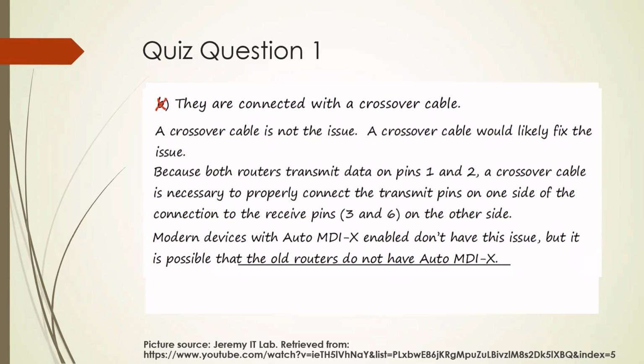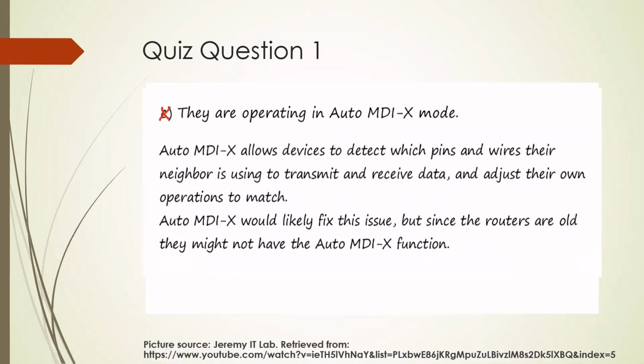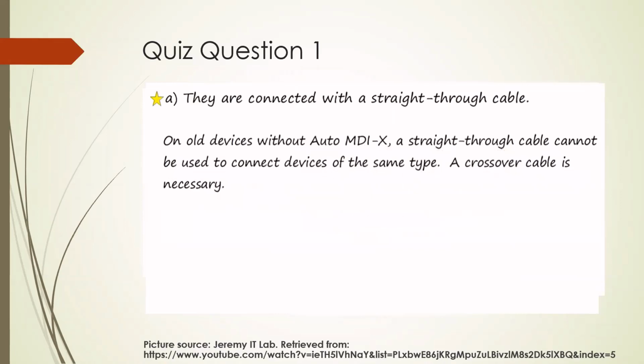But the issue of auto MDIX is also correct, which is C. But take note, they are old routers. So at that time, auto MDIX may not have been working. So that answer too does not make it right. So which means that A is the answer. They are connected with a straight through cable. On old devices without auto MDIX, a straight through cable cannot be used to connect these devices at the same time. So a crossover cable is necessary for both devices to be able to work.